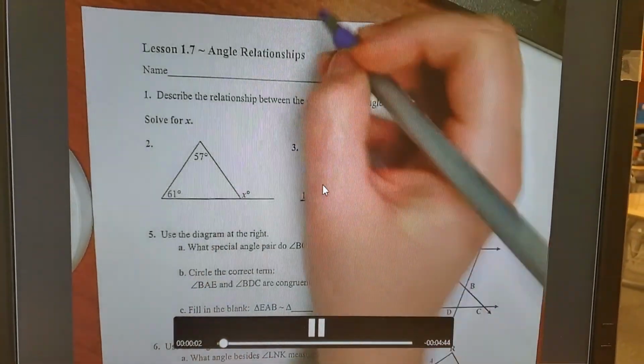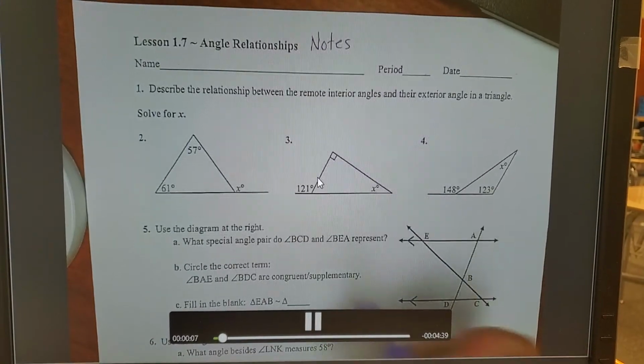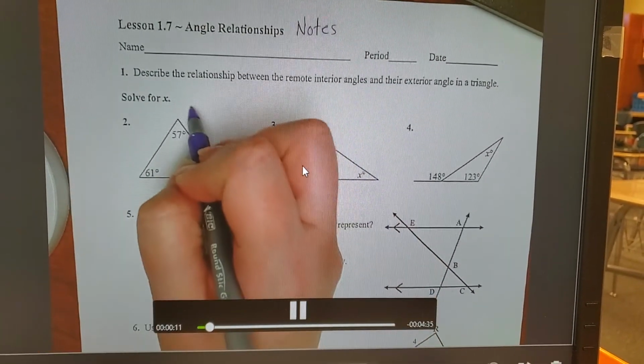Okay, so this one's a little bit shorter today. Find your notes from yesterday, and we'll continue on here. We're going to take a look at this top one where we're solving for x.